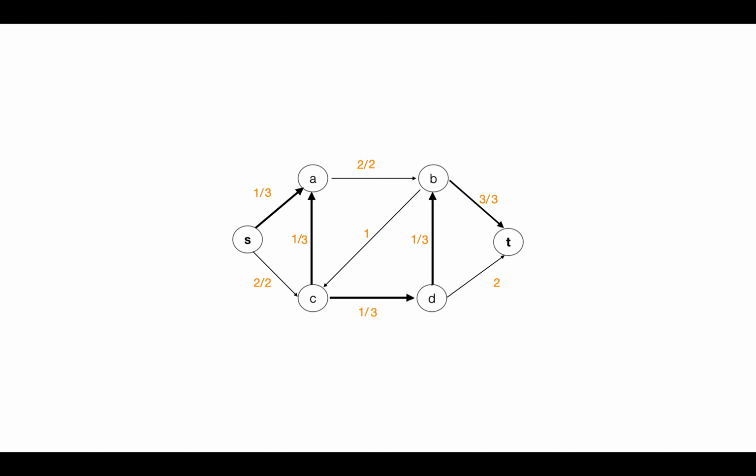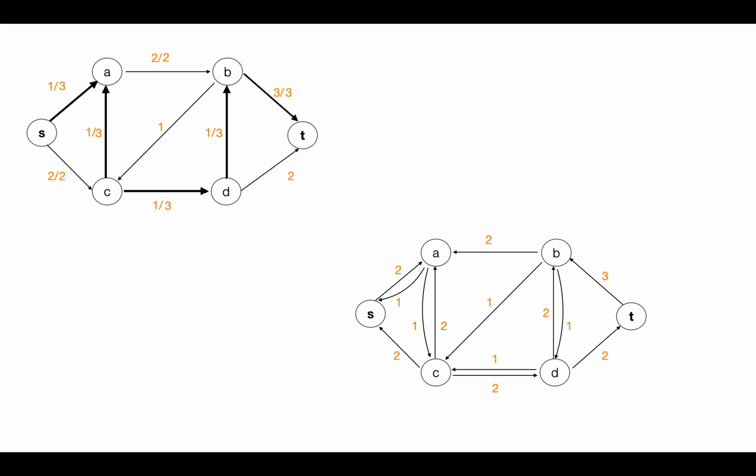So again, have a look at the updated residual graph. This is the updated residual graph. So let's see again if we still have any augmenting path. So yes, we do have. It's from S to A to C, C to D, and D to T.